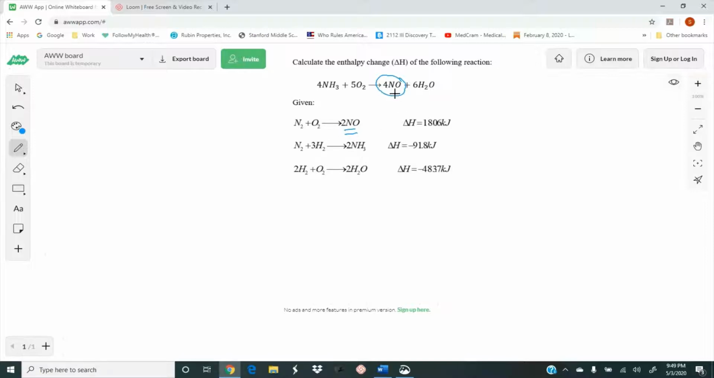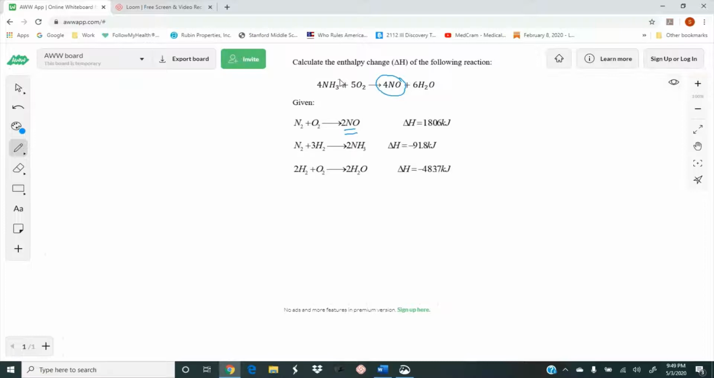So the only way I'm going to get 4 NOs on the right is to leave this equation as is, but multiply it by 2. So I'm not going to reverse it, but I'm going to multiply it by 2. So that's what I'm going to have to do to this one. Okay? Because that's the only way you get 4 NOs on the right side once you add these up.